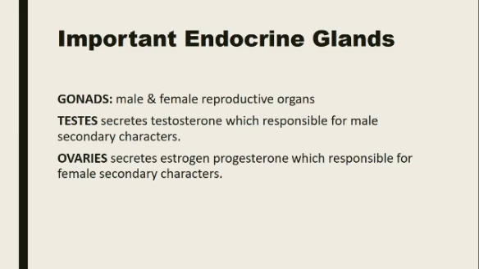And the other gonads, in the female these are the ovaries that secrete estrogen and progesterone, and these are responsible in the developing age to develop some female secondary characters such as development of breast. So these are the important endocrine glands in our body.